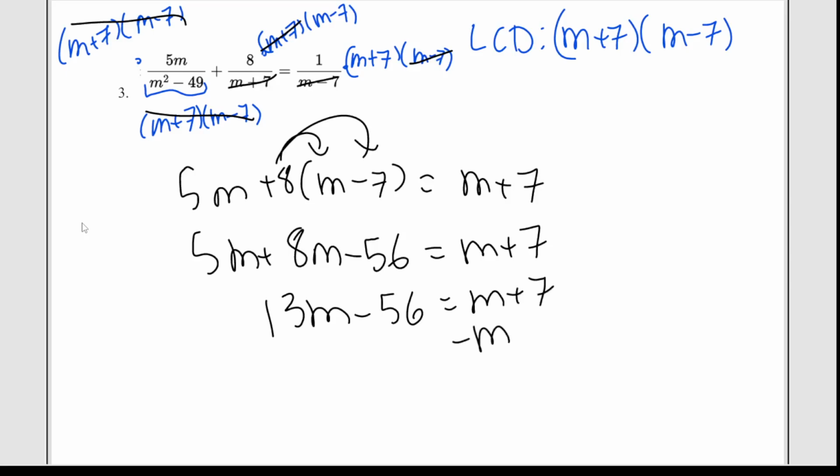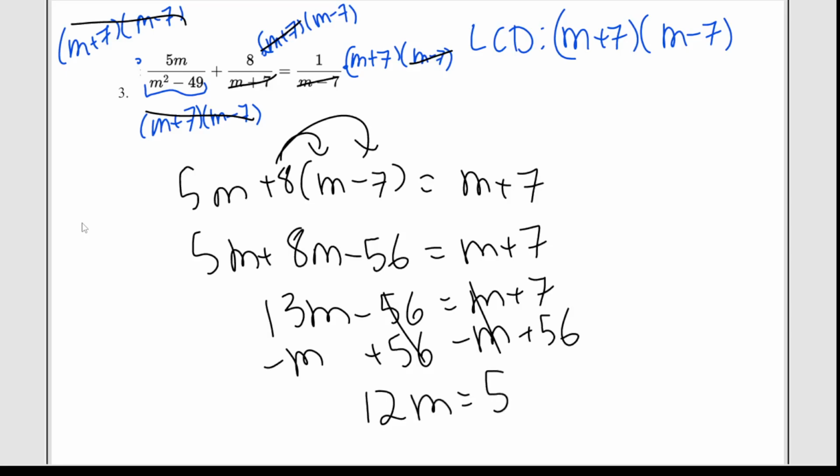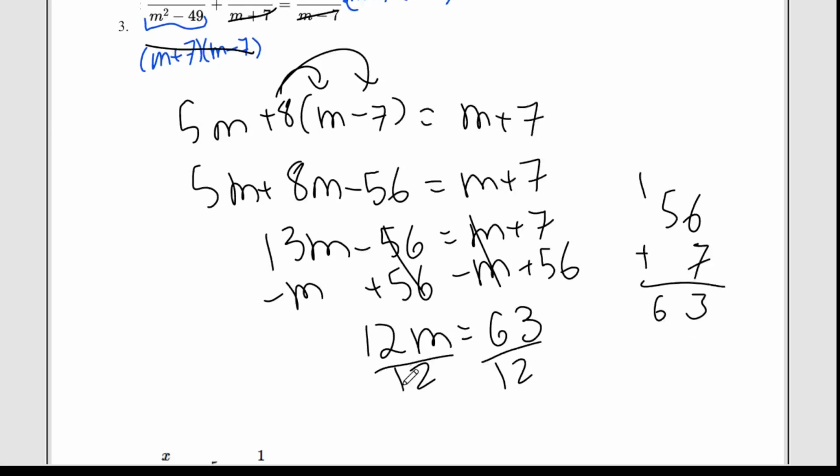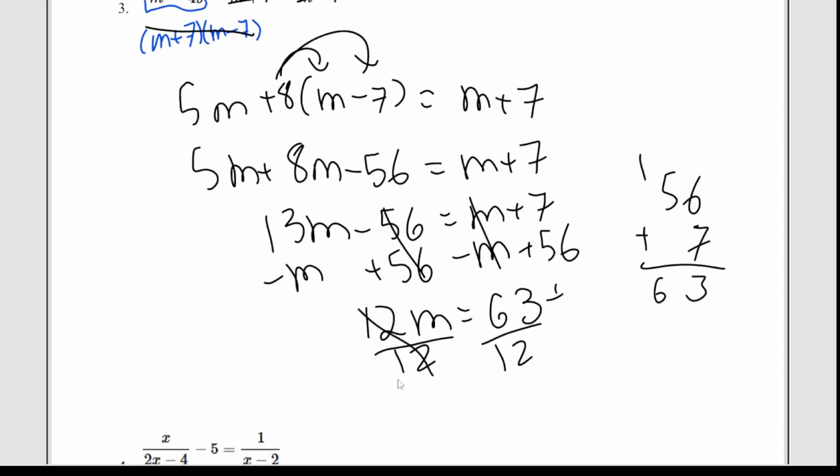Then we want to move all m's to one side, all numbers to the other. So you're going to end up with 12m is equal to 56 plus 7 gets you 63. And then you need to divide by 12. That fraction will simplify a little bit. In particular, 3 is going to go into both numbers.